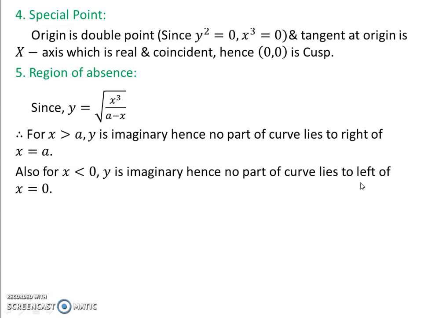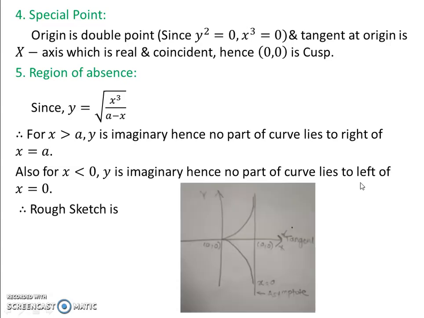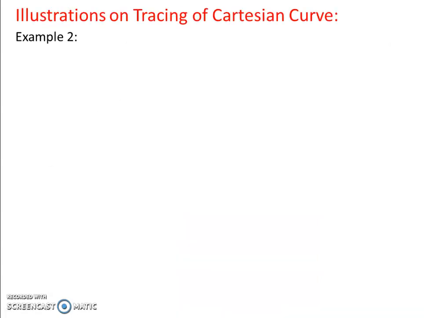Let us see what the rough sketch is. So, this is the rough sketch of the curve. Now, as I said, the curve passes through 0, 0, and at 0, 0 the curve has a cusp. So, this is the cusp. Then x equal to a is the asymptote, the vertical asymptote. There is no curve lying to the right of x equal to a, or to the left of x equal to 0. So this is the rough sketch. Quickly, we will see the next example.